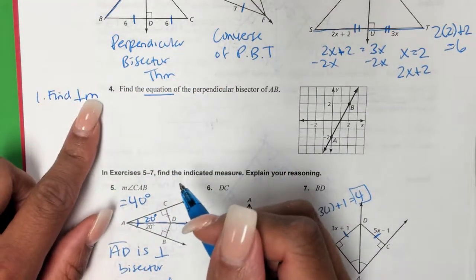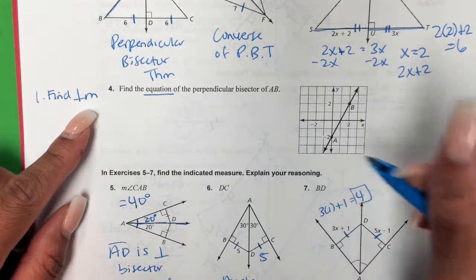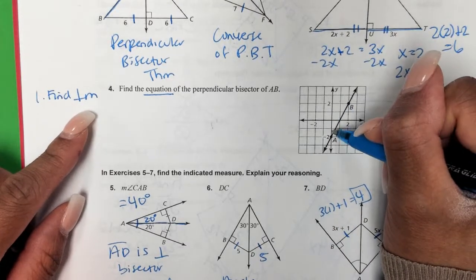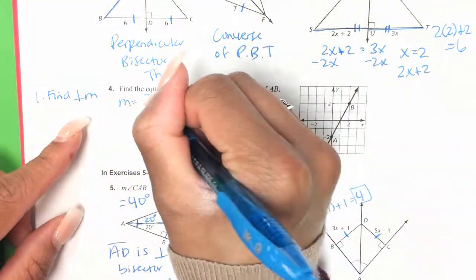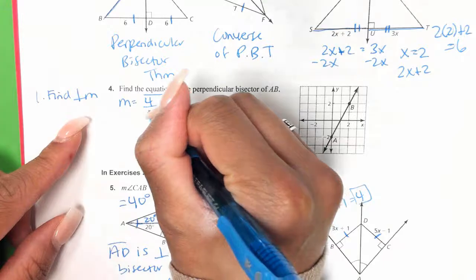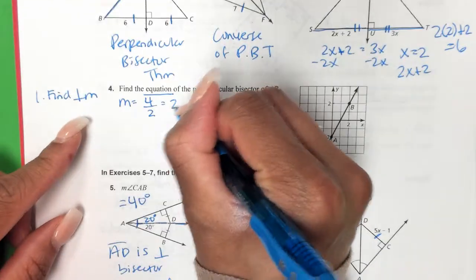And m stands for slope. And we know slope means we have to do rise over run. So let's do rise over run with A to B. So I rose 1, 2, 3, 4, and I ran 2. And it is a positive slope. And 4 over 2 reduces down to 2.